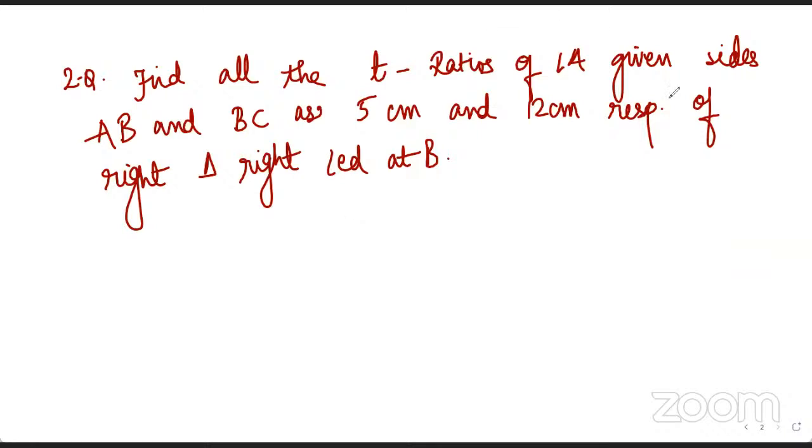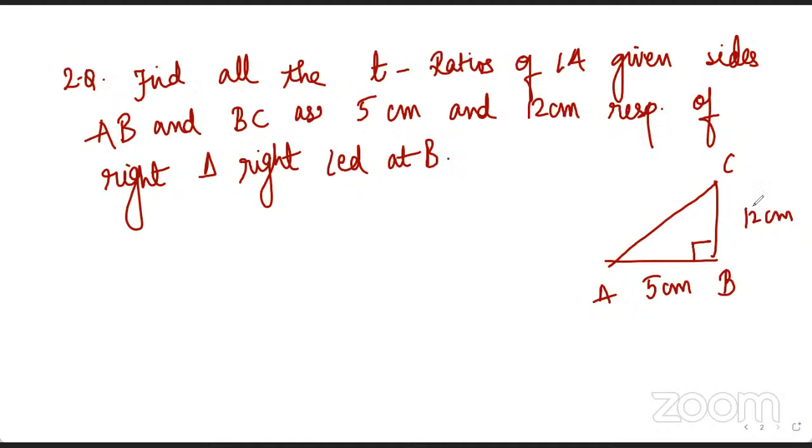Okay, so for this, first of all, we are going to make the triangle, and I would expect you to write all the six ratios in my chat, or even you can raise your hand. So first of all, I'll make a right angled triangle, that is ABC. This is right angled at B as per the question. It is given that AB is 5 centimeter, BC is 12 centimeter. Now I have to find all the T ratios, and for finding all the T ratios, the first thing which I want is my side AC.